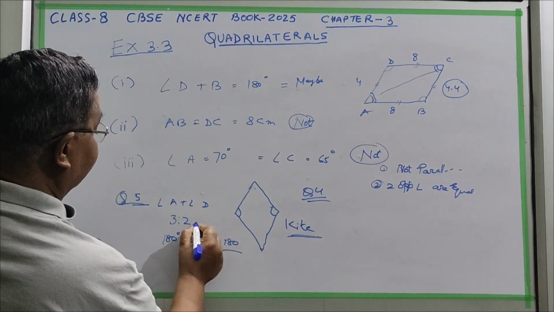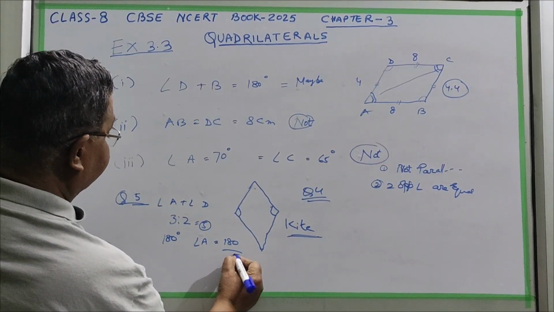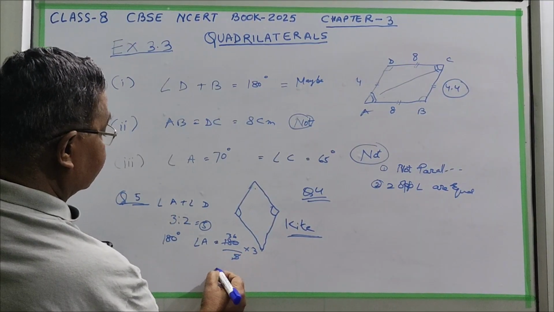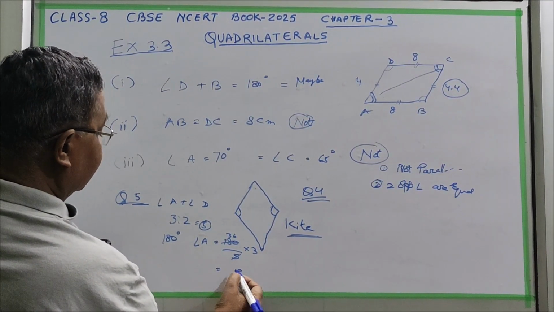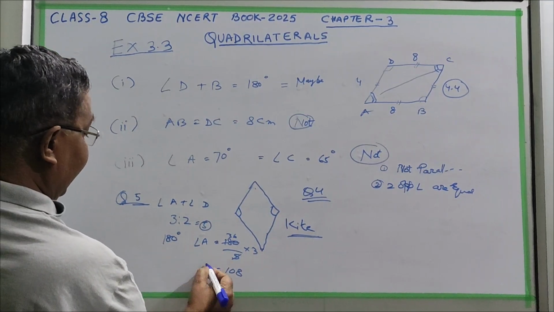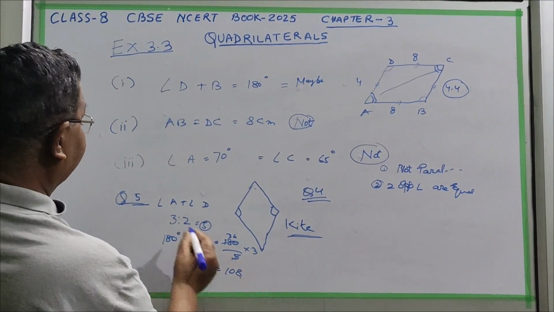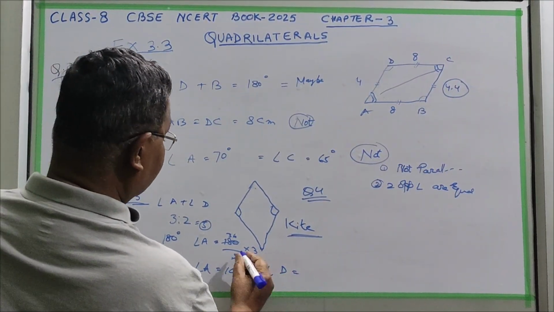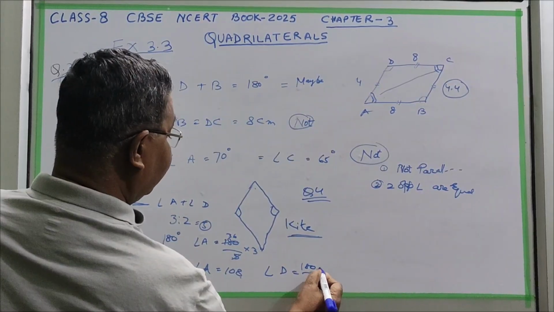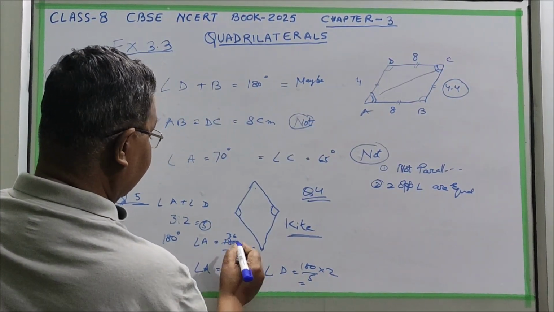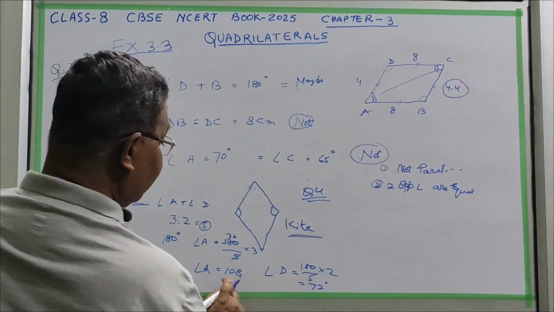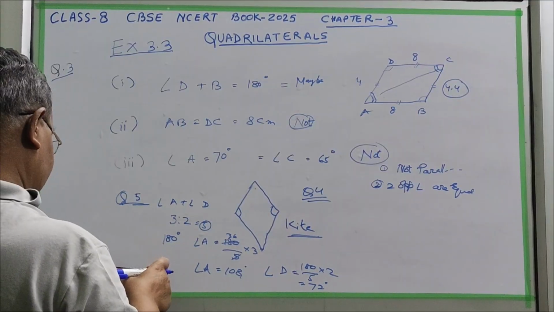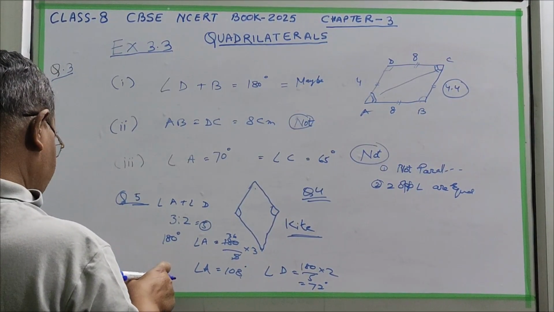So angle A will be 180 degrees divided by 3 plus 2, which is 5, multiplied by 3. 5 3s are 15, 5 6s are 30, 36, so 36 times 3 is 108. Angle A will be 108 degrees. Angle D will be 180 upon 5 into 2, so 36 times 2 is 72 degrees, and their total is always equal to 180 degrees. So question number 5 is over.